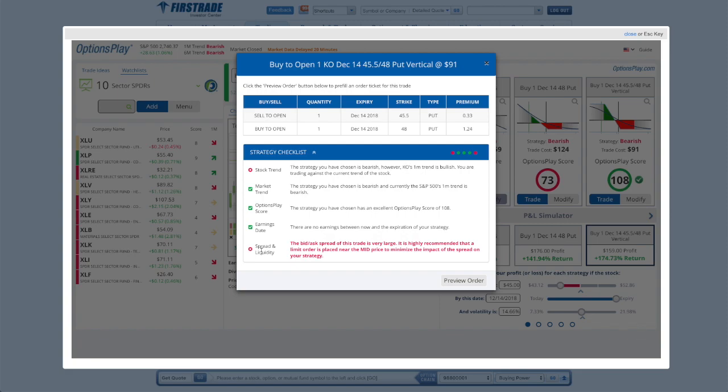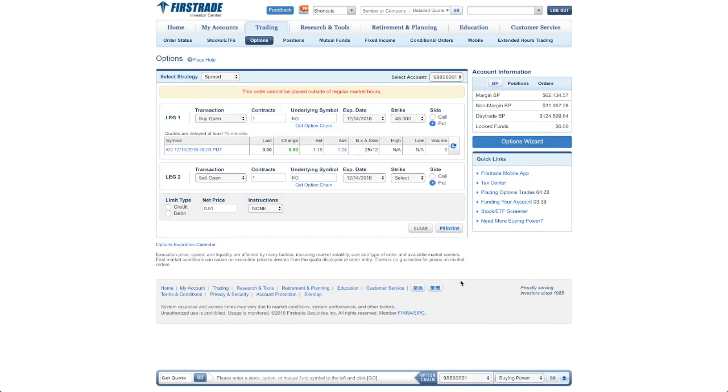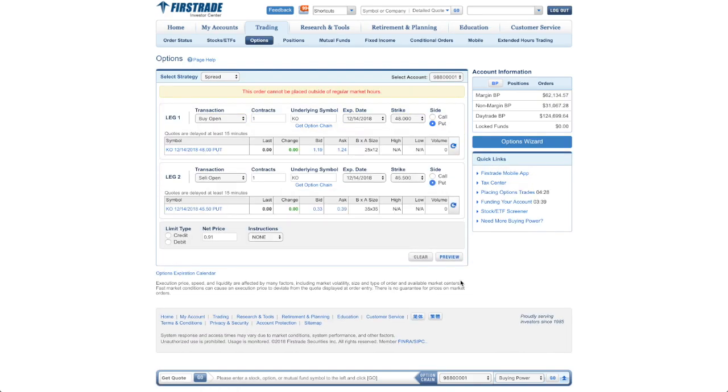Once you've identified everything and you're ready to place this trade, one of the best parts of the integration that we've done with Firstrade is that you can simply hit the preview order button and all the relevant information is pre-filled for you so that you can instantly send this order off for execution.